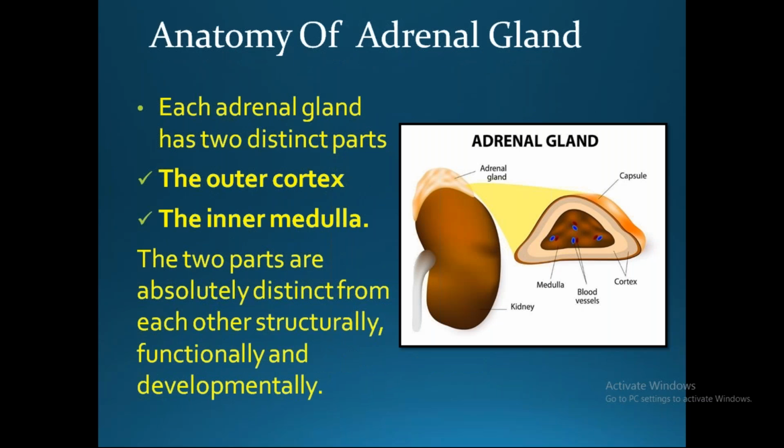See, this is the cross section. The outer cortex and the inner medulla are structurally as well as functionally different from each other, and you can see the physical distinction clearly. This adrenal gland is an encapsulated structure. It has a capsule. Beneath the capsule is the cortex, and within the cortex is the medulla.